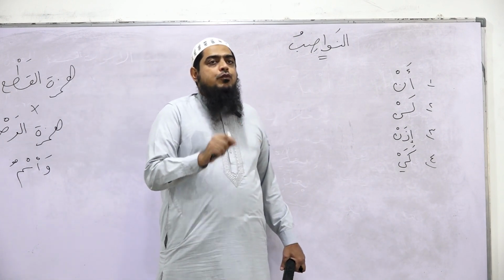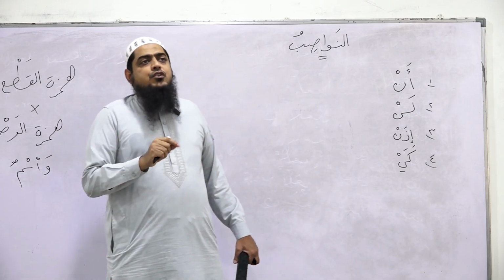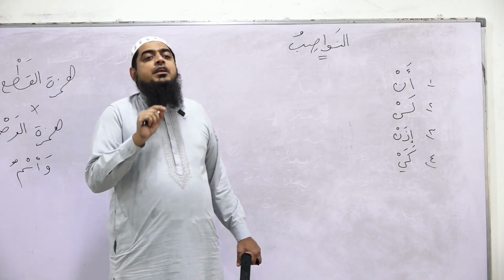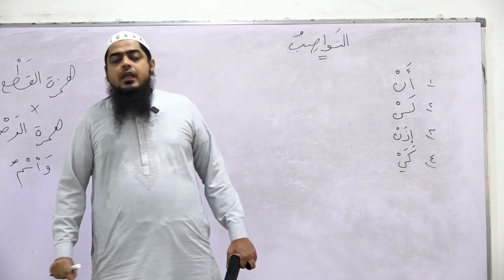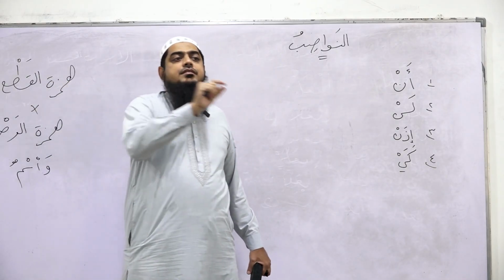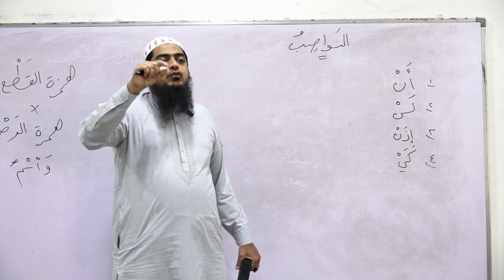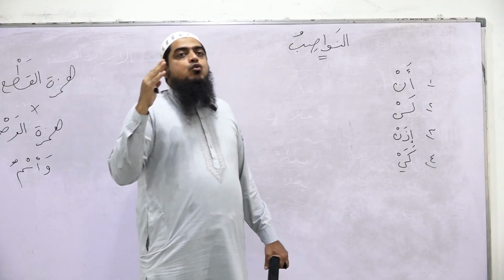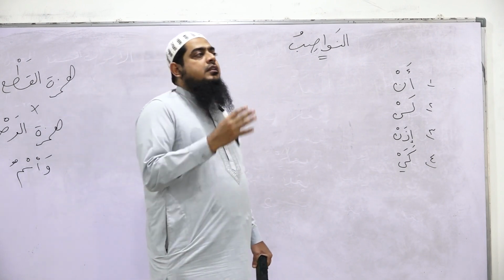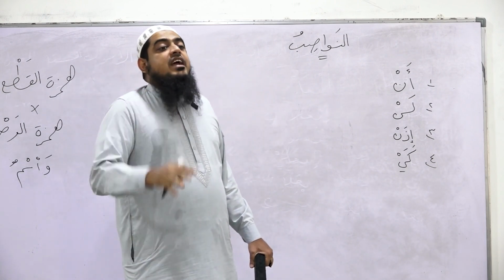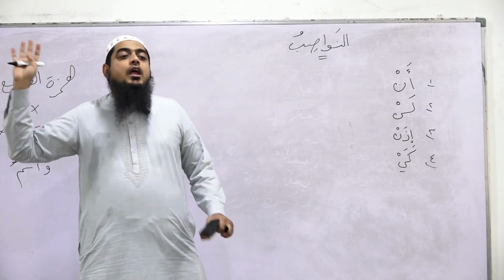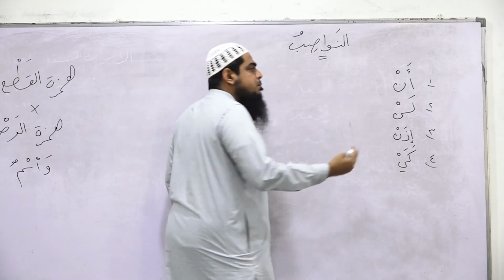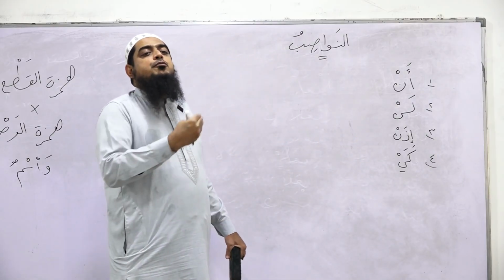Identifying which word is marfu', which is mansub, which is majroor, and which is majzoom is something which decides the meaning. So in a given sentence, you should have marfu', mansub, majroor and majzoom. These are called al-i'rab. This is the purpose of knowing i'rab: it decides the meaning. You will learn these things in Nahu. Now what I am trying to say is, these four huruf will come before fi'l al-mudari' and give nasb to fi'l al-mudari'.